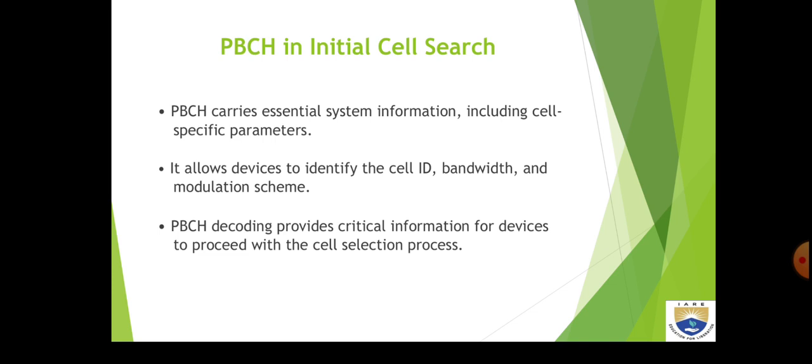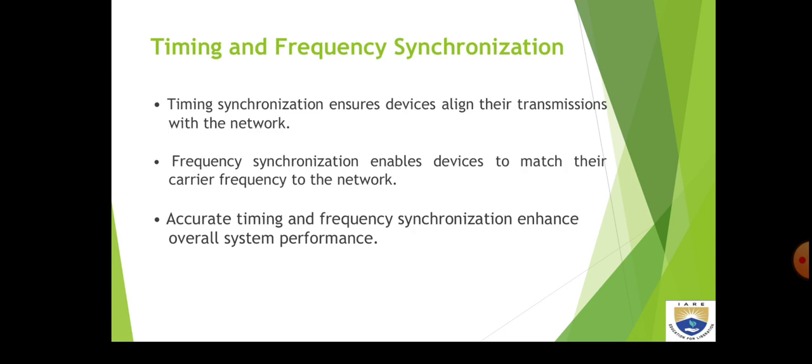PBCH in initial cell search. PBCH carries essential system information, including cell-specific parameters. It allows devices to identify the cell ID, bandwidth, and modulation scheme. PBCH decoding provides critical information for devices to proceed with the cell selection process.